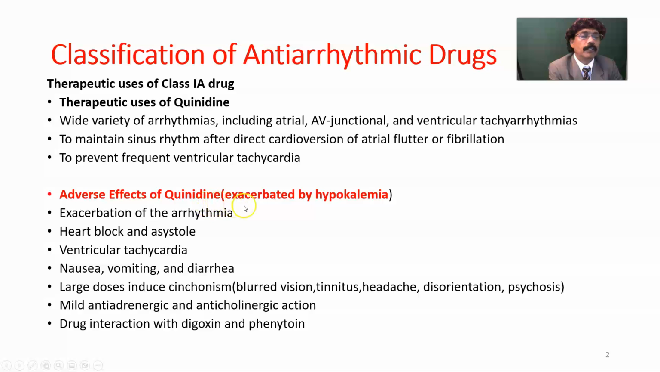Adverse effects of quinidine may be exacerbated by a low blood level of potassium. The adverse effects are manifested as exacerbation of the arrhythmia, heart block, ventricular tachycardia, nausea, vomiting, and diarrhea. Large doses cause cinchonism, because quinidine is close to quinine, and these are derived from cinchona. The manifestations of cinchonism are blurred vision, tinnitus, headache, disorientation, and psychosis. Mild anti-adrenergic and anticholinergic actions are also included as adverse effects.